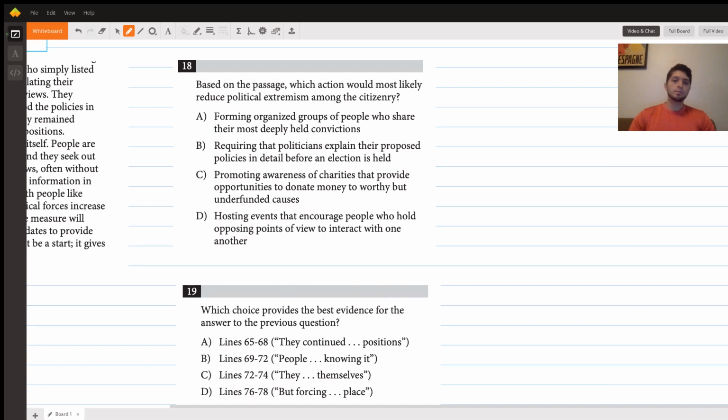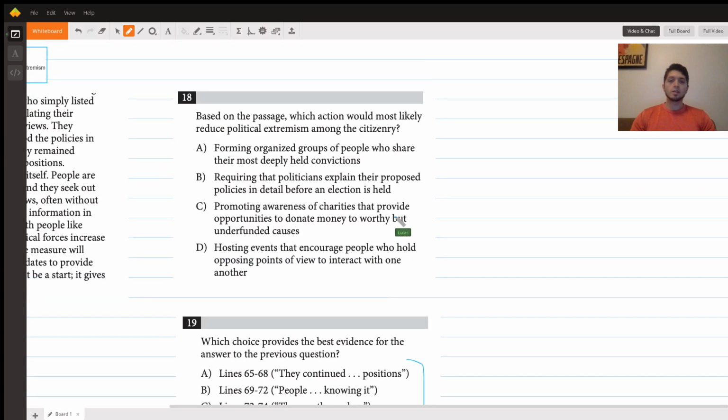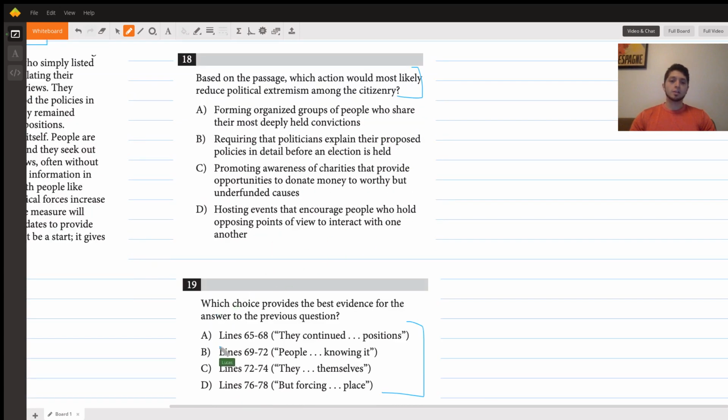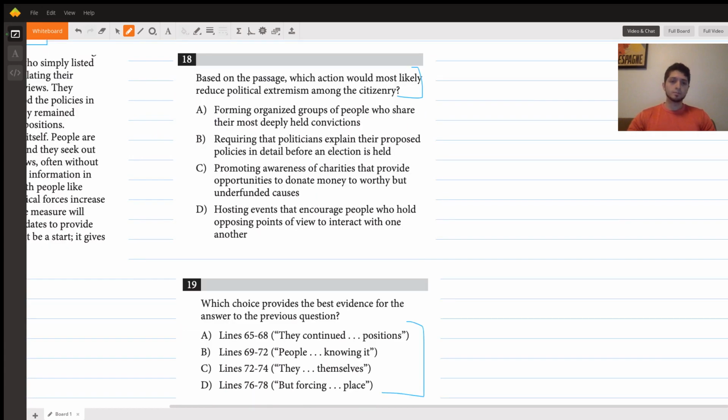Because this is a paired question, we have the question from 18 and then we need to choose the text from 19. The best way to solve these is to start by reading the question from 18 and then going down to the answer choices for 19 and trying to choose a line that we think could answer this question. Again, we're looking for an action that could reduce political extremism among the citizenry.